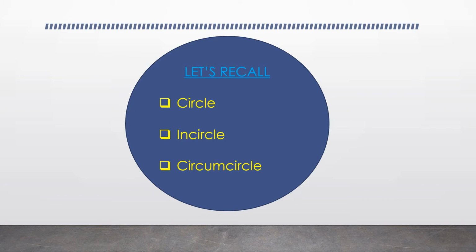And next is the circumcircle. The circle passing through all the vertices of a triangle is called the circumcircle of the triangle, and the center of the circle is called the circumcenter of the triangle. And how to construct the circumcircle of a triangle.